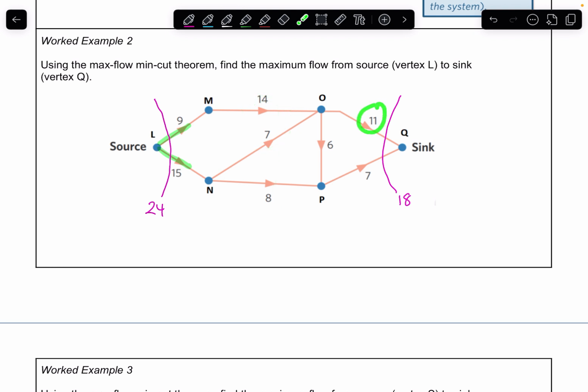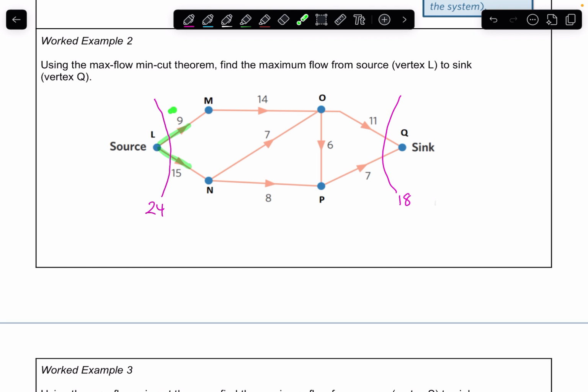If I look at 11 and 6, that's already 17. So again, I can't use those 2 lines together. I can't use 15 with anything that's on the board to be under 18. Okay, so I need to look to see if there's anything smaller.